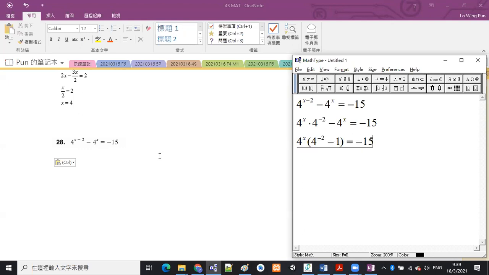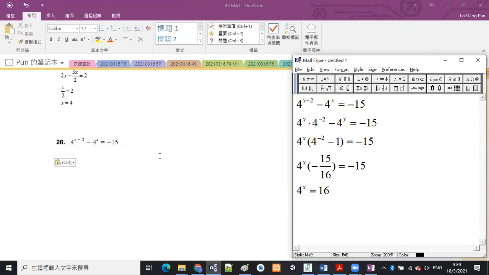Right hand side, no change. And this 4 to the power negative 2 minus 1 is a pure number. So you may use the calculator to help you to calculate the value first. And it becomes negative 15 over 16, right? Okay. And then you just multiply the 16 to the right and divide the negative 15 to the right, and leaving the 4 to the power x on the left, and you'll find that it should be equal to 16.